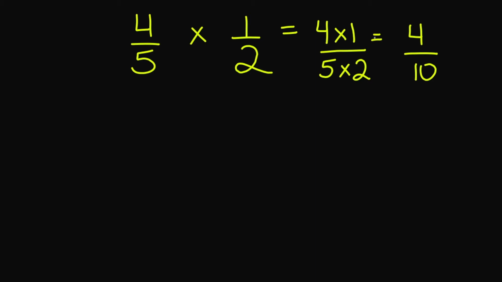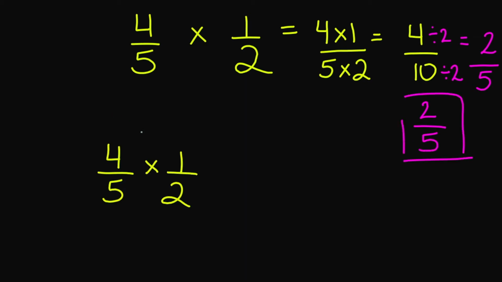2 goes into both 4 and the 10, so I'm going to do 4 divided by 2, and then 10 divided by 2. I'm going to simplify. 4 divided by 2 is 2, and then 10 divided by 2 is 5. So your final answer is going to be 2 over 5.